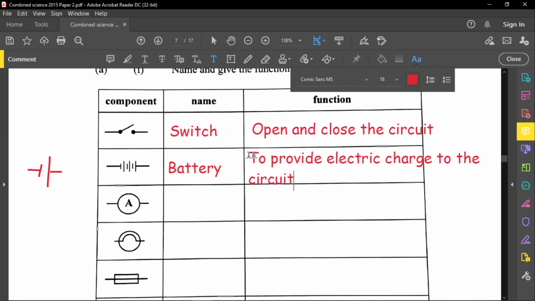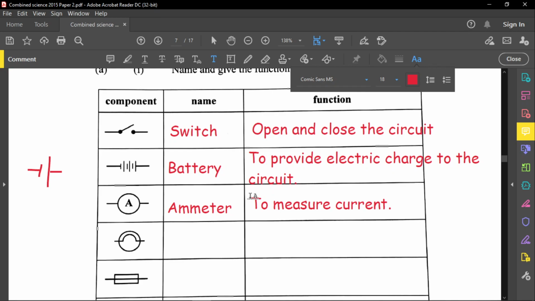All right, to provide electric charge to the circuit. And then here we have what they call a meter. This is the ammeter. And a meter is what you use to measure current. So the function of this is to measure current in the circuit itself.